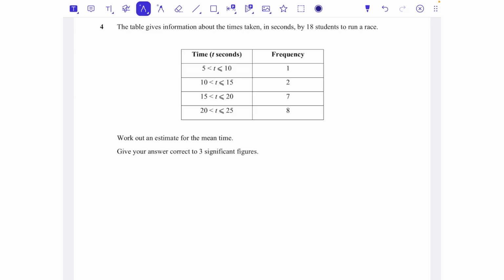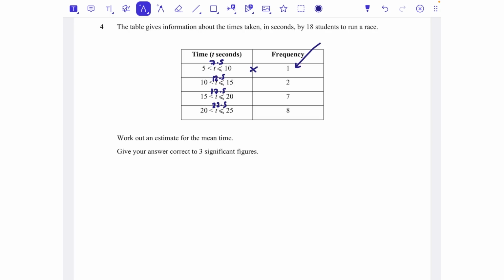So the mean from a frequency table, we know that one student here ran the race between 5 and 10 seconds, but we've got no idea if it took her or him 6 seconds or 10 seconds. We just don't know. But we're always going to have a sensible guess and go in the middle of the category. So let's just say 7.5. For the next students, we're going to say 12.5, then we're going to say 17.5, and then we're going to say 22.5. So that's in the middle of each of the categories.